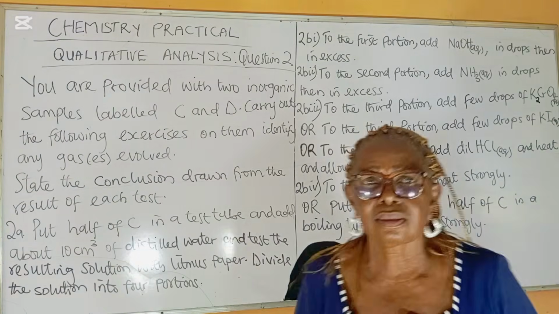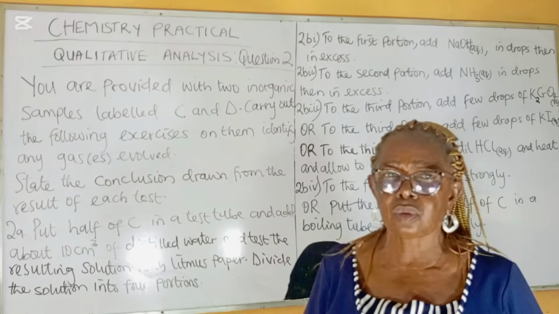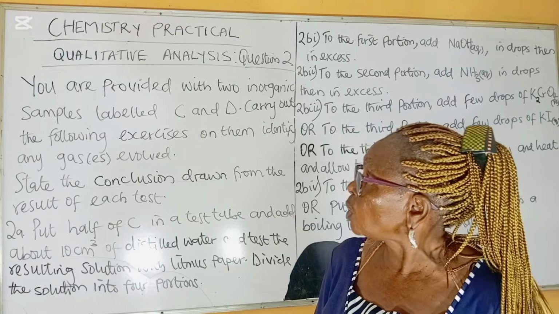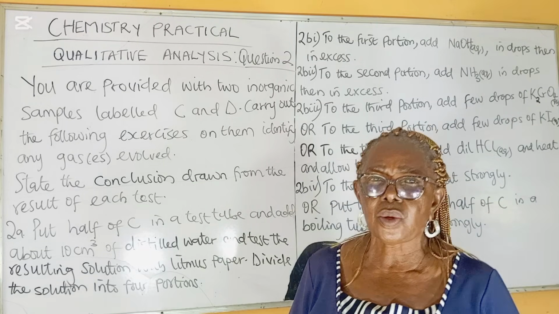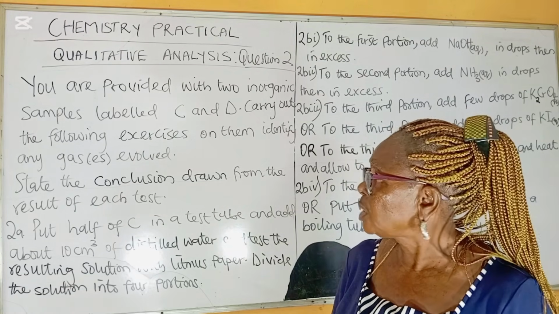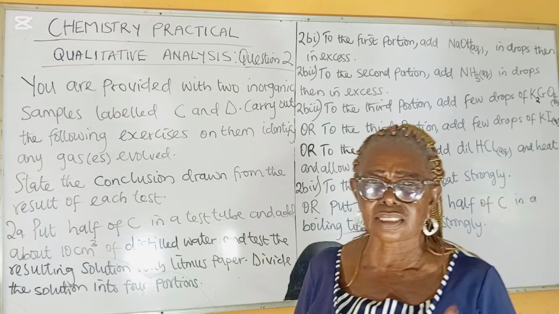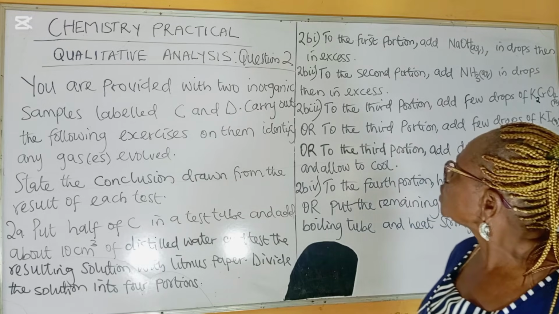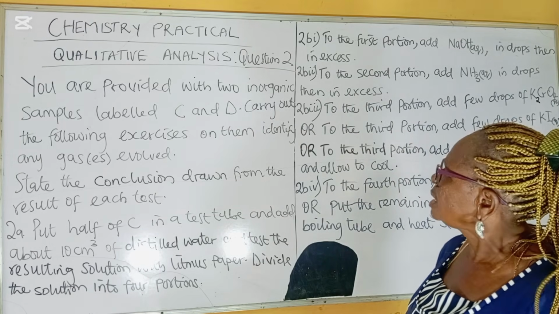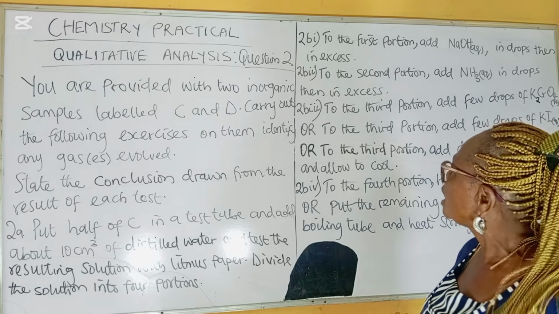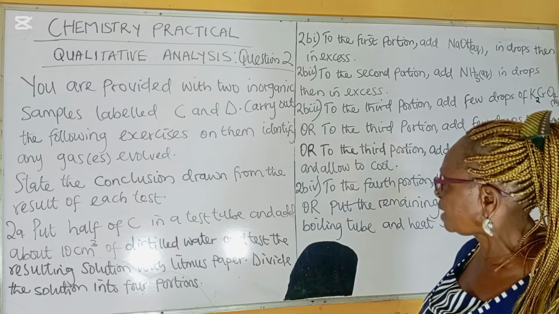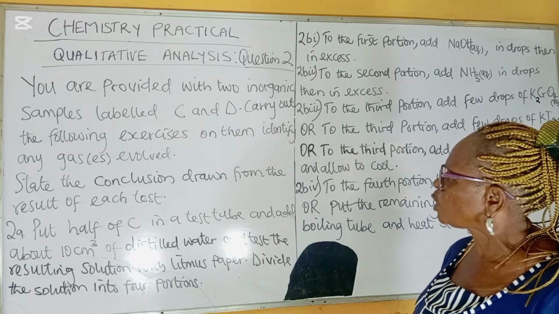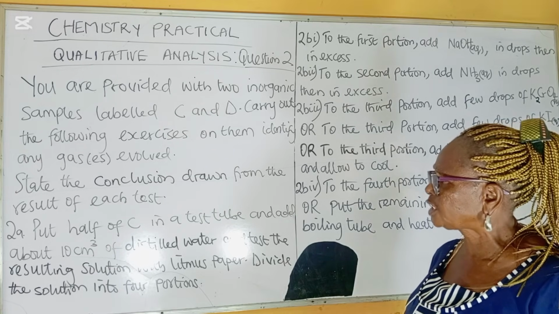Good day, my viewers. This time I have to take you through question number 2, which is a type of qualitative analysis, where you have some samples given to you. Here we have 2 samples, sample C and D. So the question goes like this. You are provided with 2 inorganic samples, labeled C and D. Carry out the following exercises on them. Identify any gas or gases involved. State the conclusion drawn from the result of each test.